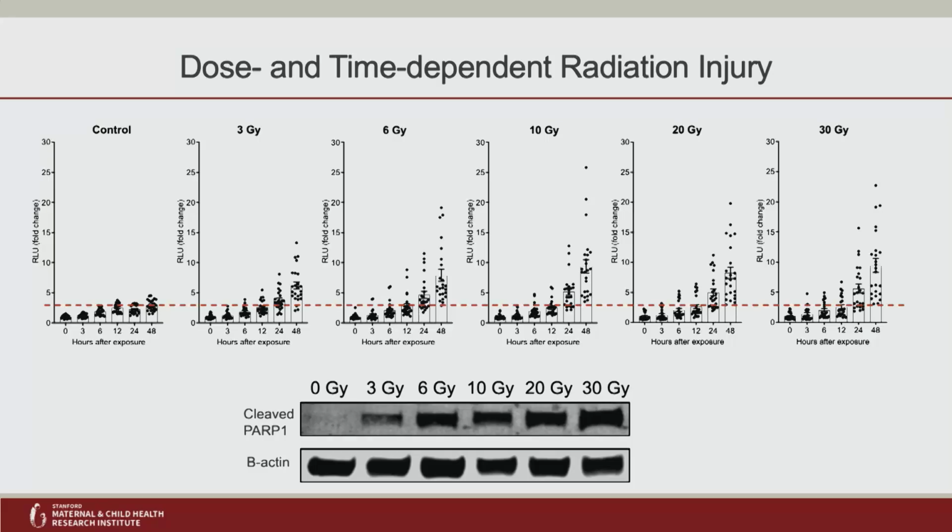We also validated these findings using Western blot for cleaved PARP, a marker of cell death. Given this result, and the fact that 11 gray in one fraction is a similar biological effective dose to commonly used whole brain radiation therapy in the clinical setting, we decided to use 11 gray for high throughput drug screening, and we measured toxicity at 48 hours after the radiation.